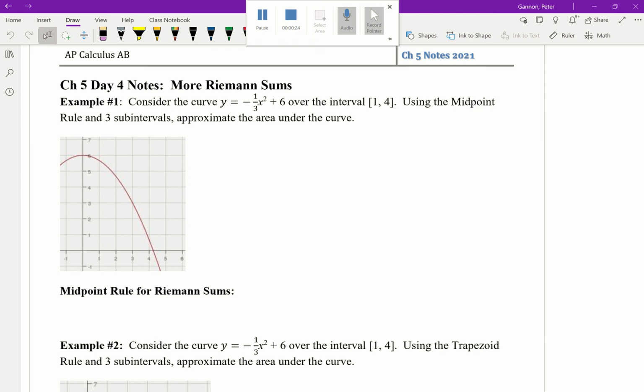So if we take a look at example 1, it says consider the curve y equals negative 1/3 x squared plus 6 over the closed interval from 1 to 4. It says using the midpoint rule and 3 subintervals, approximate the area under the curve. So when we use the midpoint rule, we're going to use the midpoint of each subinterval to determine the height of the function.